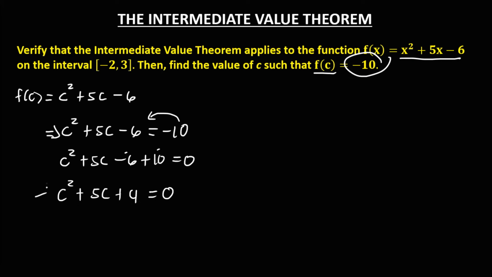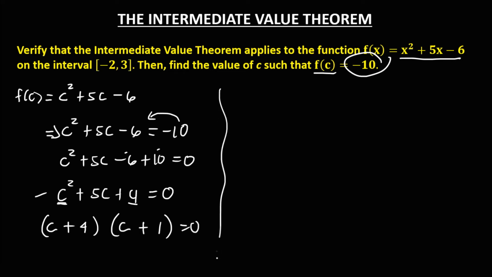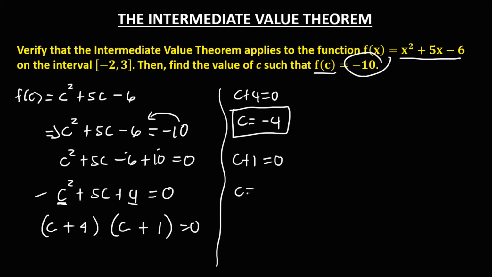Then since this is a quadratic equation, we can solve it using factoring. So we have the factors of c squared, that's c times c, and the factors of 4, we can have 4 times 1, all positive, then equals 0. Then to solve for c, c plus 4 equals 0, so therefore c is -4. And the other one, c plus 1 equals 0, so c is -1.